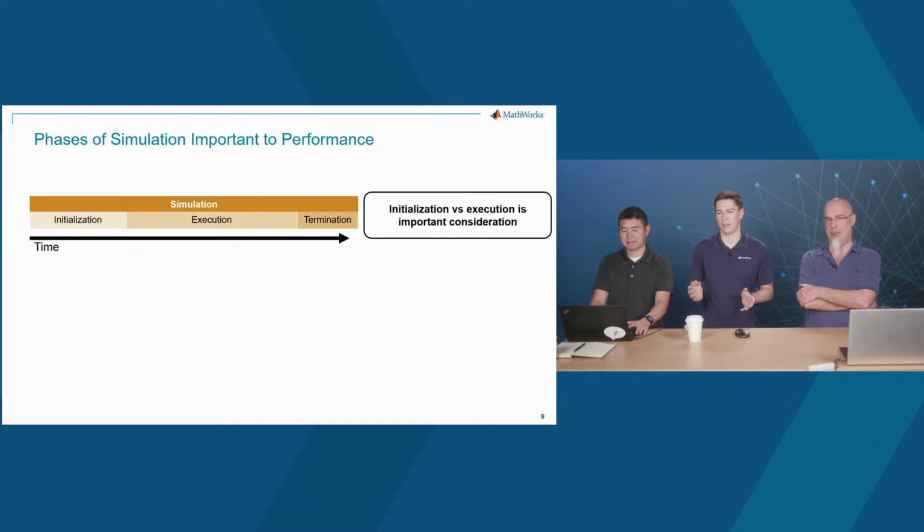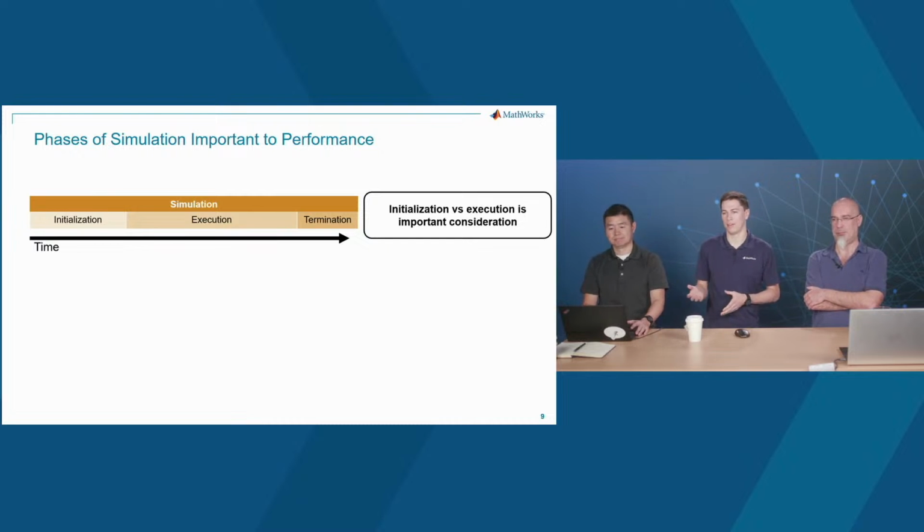So a simulation in Simulink is broken up roughly into 3 different phases. We have the initialization phase. This is where Simulink is propagating signal information, evaluating parameters, and compiling pieces of the model. We have the execution phase. This is what we actually think of when we think of a simulation, because the Simulink solver is running different time steps and calculating the outputs and the states of our model. And then in the termination phase, we do some cleanup. But the termination phase is usually really, really small compared to the other two.